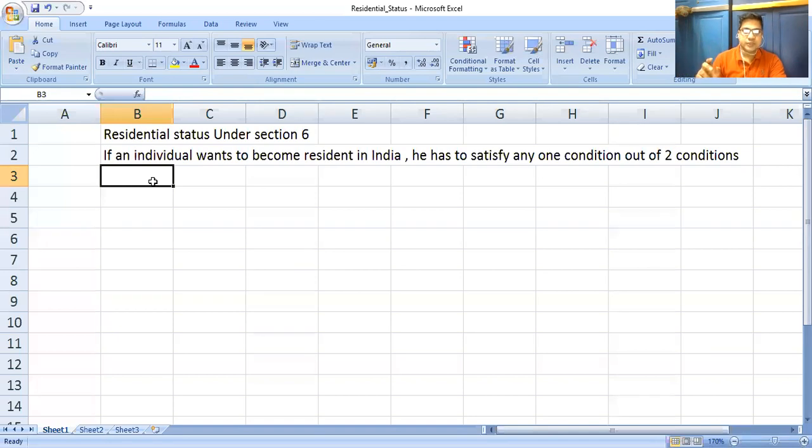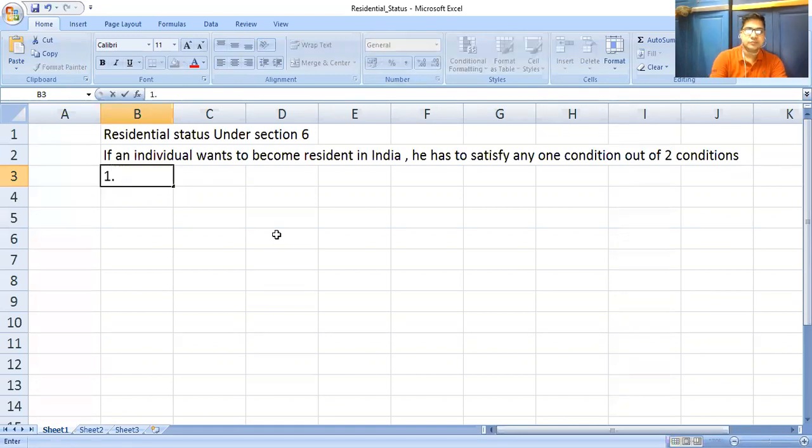If an individual satisfies one condition out of the two conditions, then we can say that he is a resident in India. So what are the two conditions?